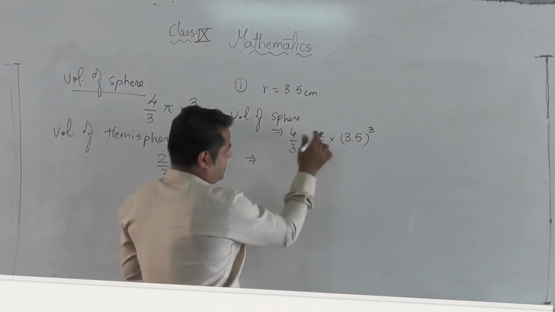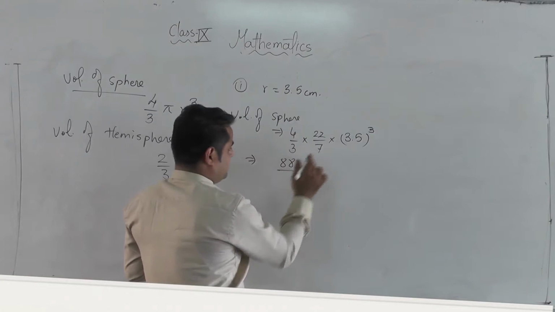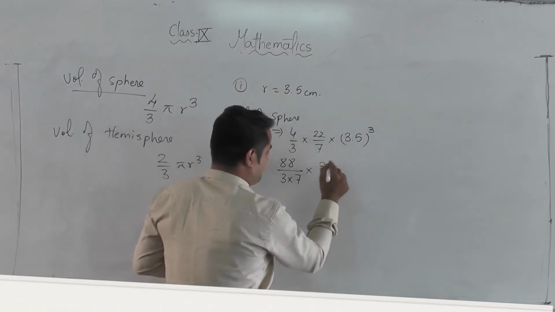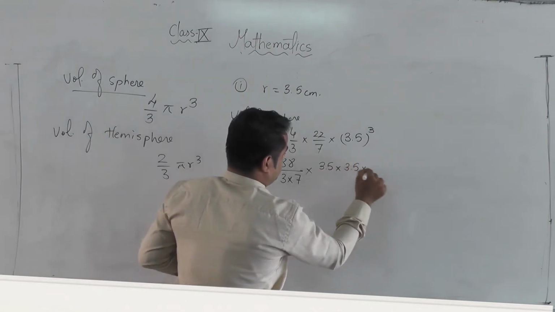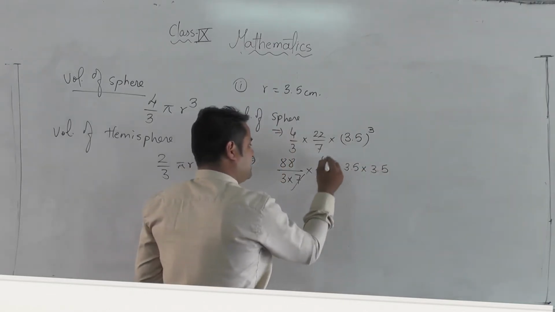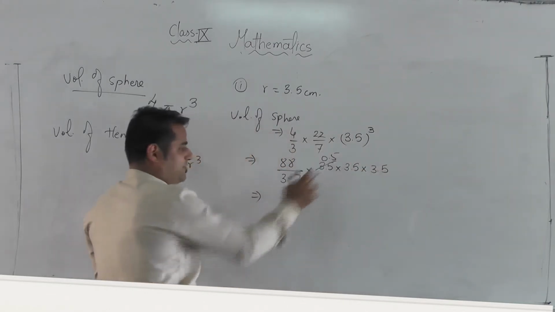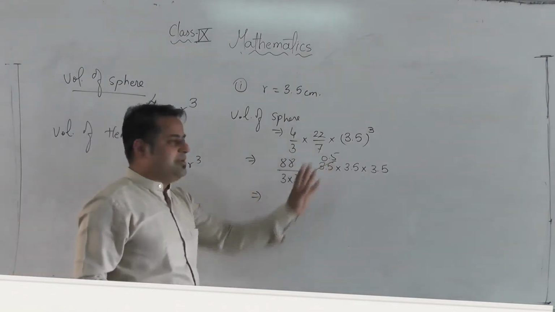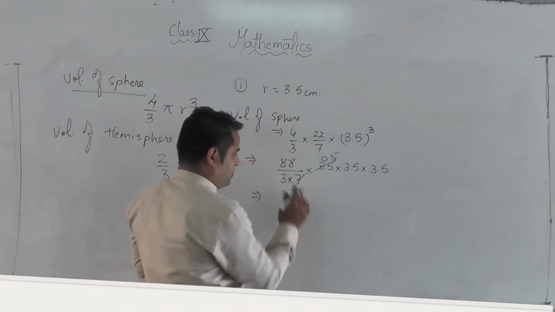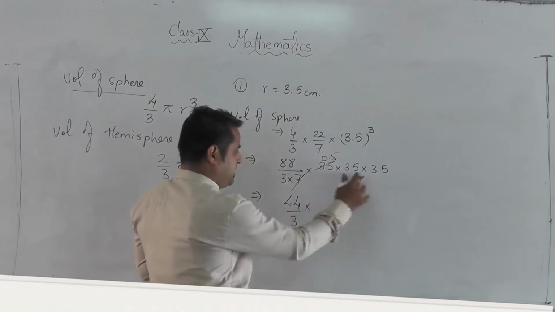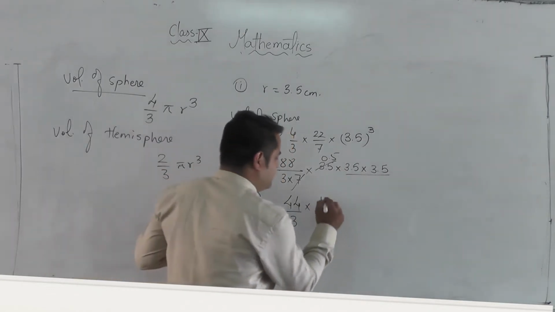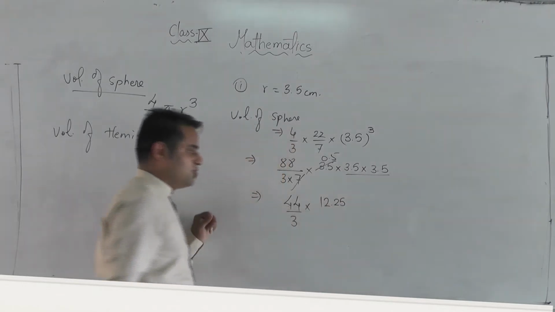First multiply the numerators and denominators, keep the factors. Now here what we can do is 3.5 cancel with 7, then it will become 0.5. Now 0.5 is half. Now 88 multiplied by half becomes 44, because half of 88 is 44. Now 3 is remaining at the downside and 3.5 square is still remaining. 3.5 square is 12.25.